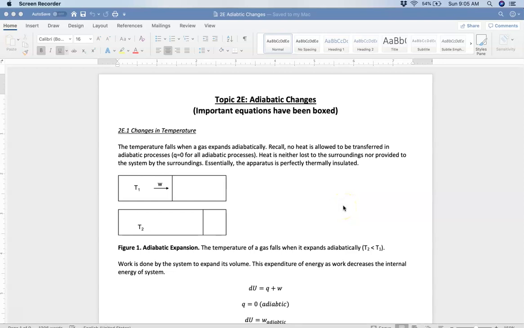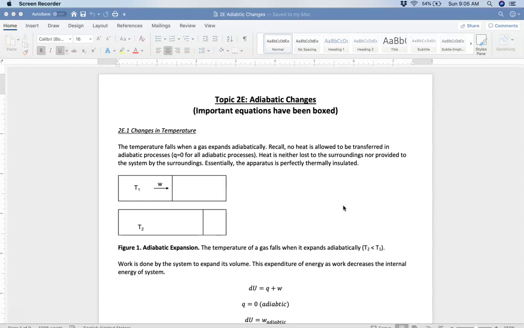So in this video lecture, we're going to cover the last section of focus 2. This is going to be 2E and focused solely on adiabatic changes. An adiabatic change is any change in the system that occurs where there's no transfer of heat between the system and the surroundings. And so what we're going to do is look at several different types of changes to the system.